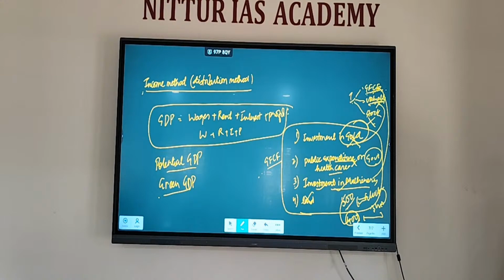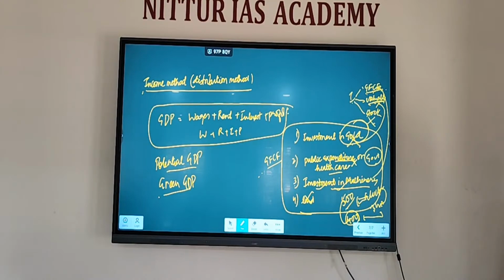So potential GDP measures capability. It measures your capacity, how much maximum you can produce of goods and services in an economy. Why are we trying to measure potential GDP? So that we know our capacity, how much increase we can do in our production. Clear?